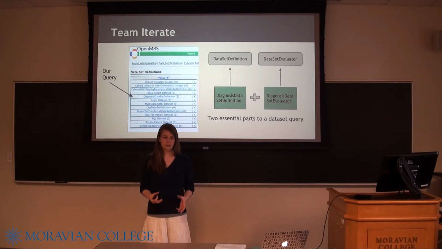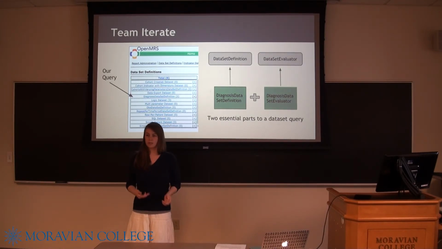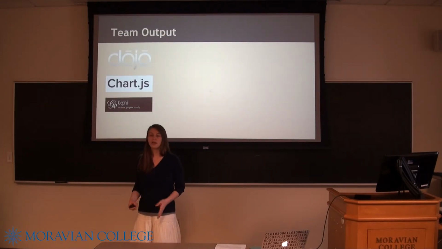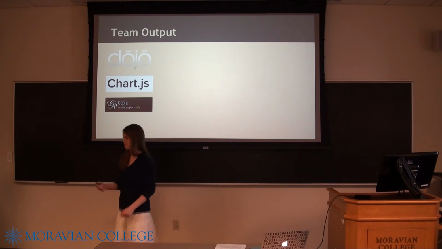So altogether, these two classes were a little less than 100 lines of code each. And while Team Iterate was working on processing and fetching the data, Team Output was looking into how to meaningfully display that.